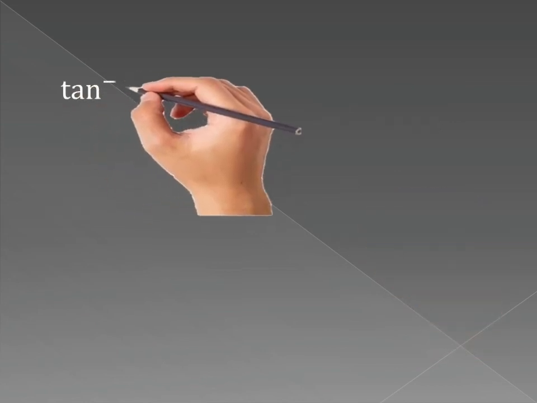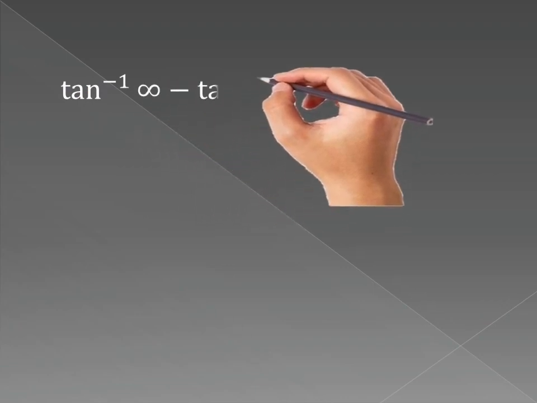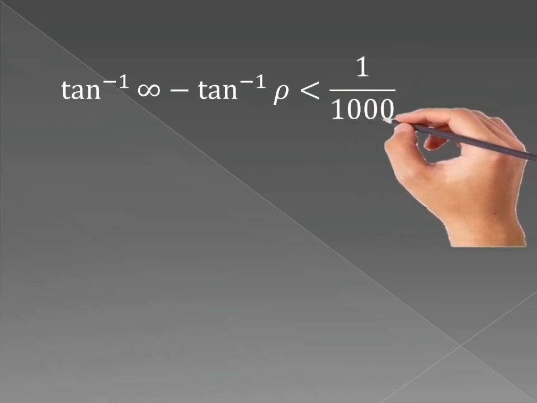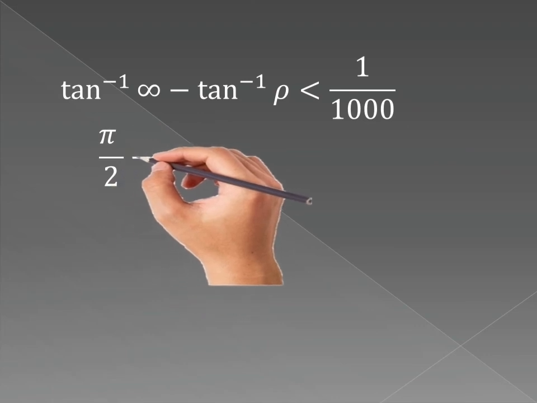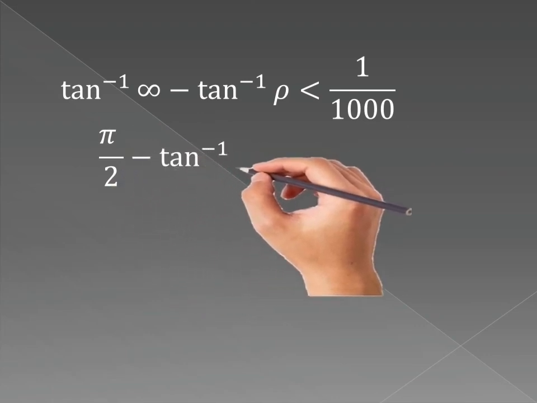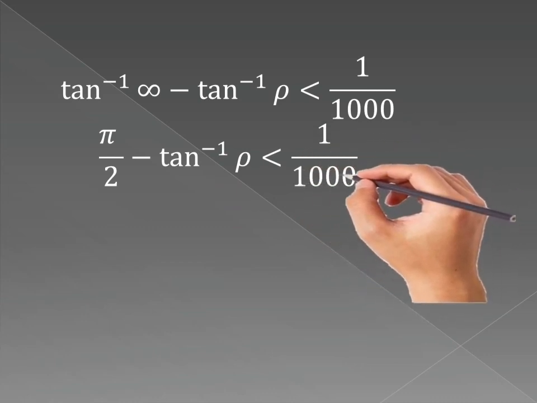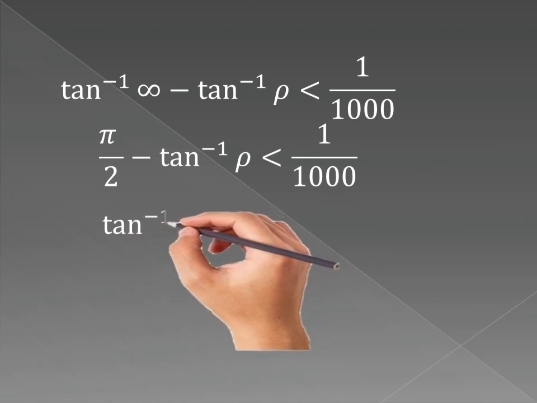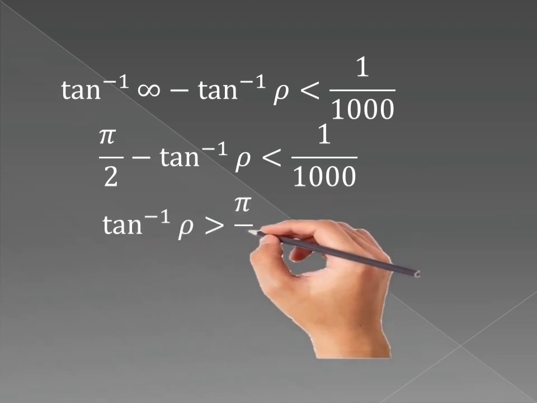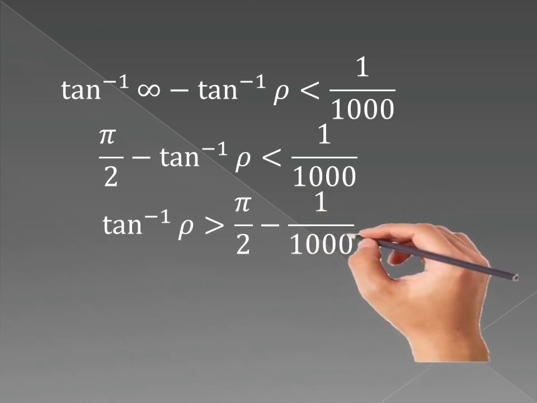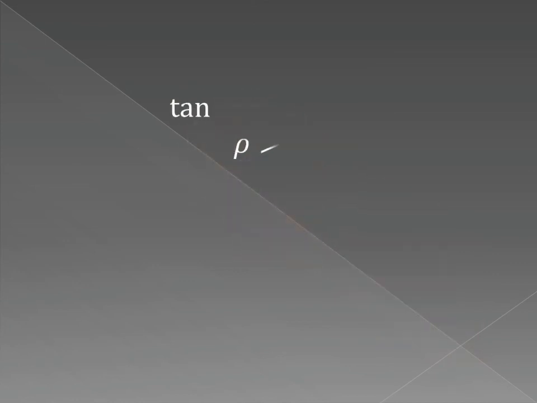The next step is we need to simplify the equation to arctan infinity minus arctan rho less than 1 over 1000. Arctan infinity equals pi over 2. So pi over 2 minus arctan rho less than 1 over 1000. The next step is we need to group together the values on the right hand side, because we want to calculate the value of rho in the last step. The last step is we can calculate the value of rho, so the value of rho is more than 1000.